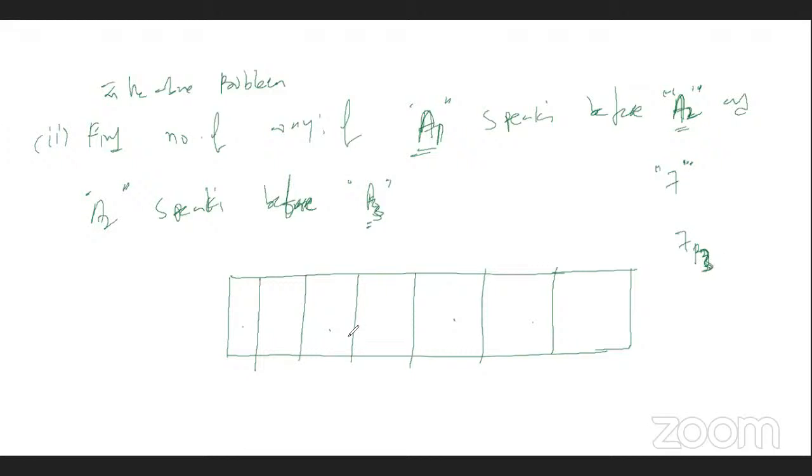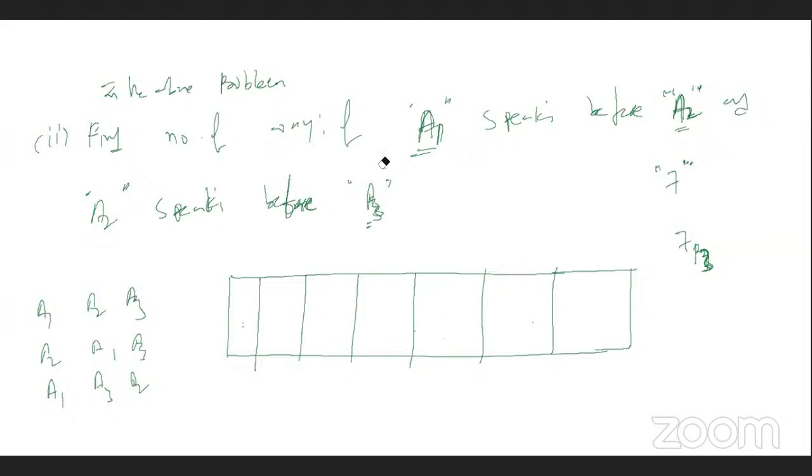In this 7P3, suppose one of the possible arrangements I want to consider. A1 is here, A2 is here, A3 is here. We may consider A1 A2 A3, and moreover A2 A3 A1, A2 A1 A3, next A1 A3 A2. All this we will get. Is it right?